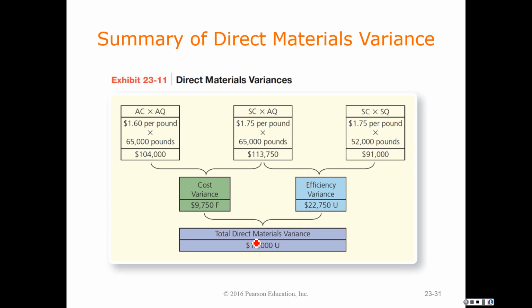So if we take a look at our direct materials, what we see was we had this unfavorable variance. And if I go to my purchasing agent and say, hey, we've got an unfavorable variance in materials, what's going on? He's going to say, it's not my fault, because I was able to get our materials for 15 cents a pound less than what they should have been.